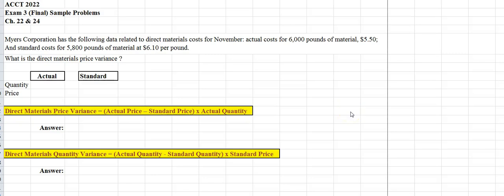Okay, so I'm going to do some problems that are very similar to what's going to be in our third and final exam for Accounting 2022, which is Introduction to Managerial Accounting. And if you learn these problems, then you should do quite well in the test.